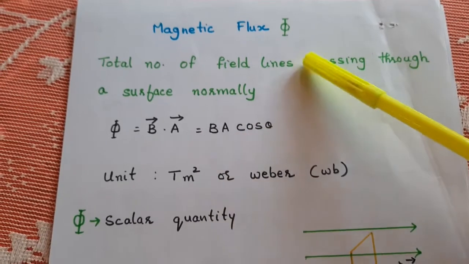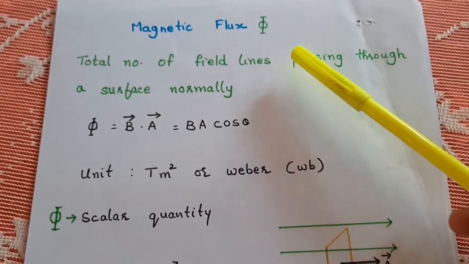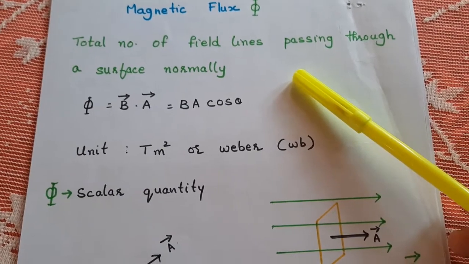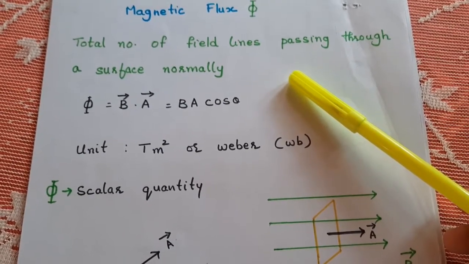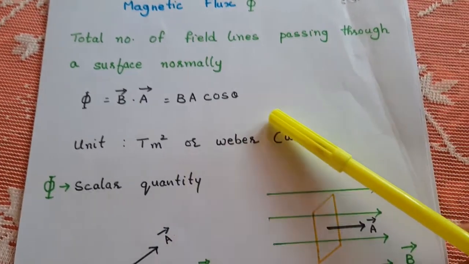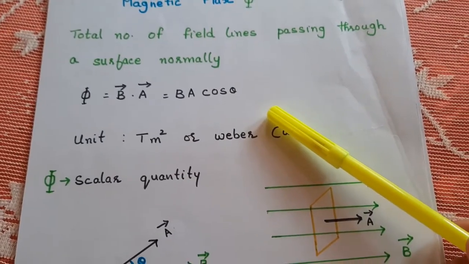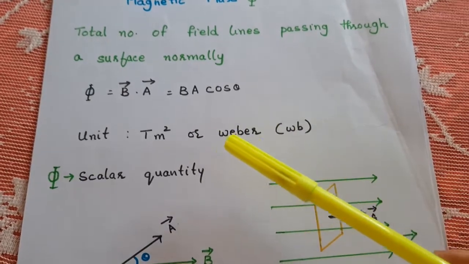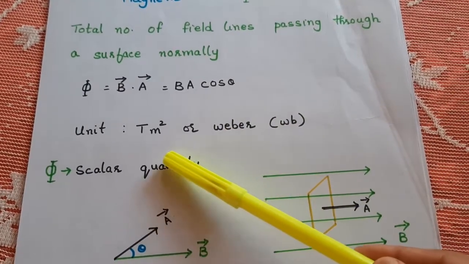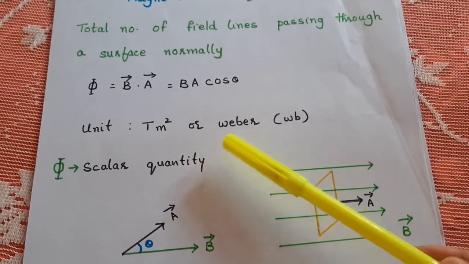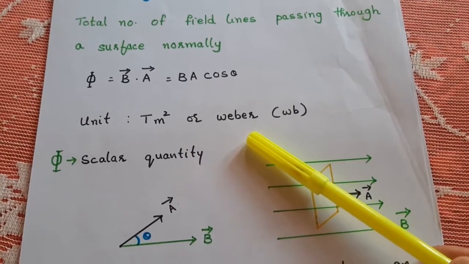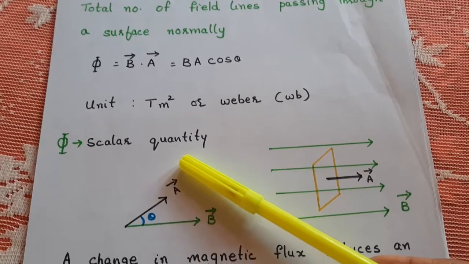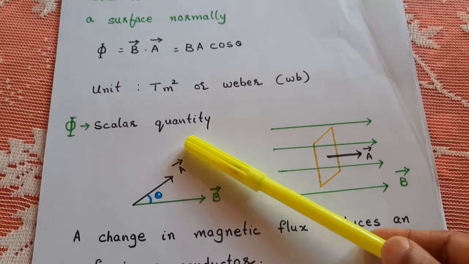So what is magnetic flux? Magnetic flux is the total number of field lines passing through a surface normally. It is calculated as B dot A or BA cos theta. And the unit of magnetic flux is Tesla meter square. It is also known as Weber. Since it is the dot product of two vectors, flux is a scalar quantity.